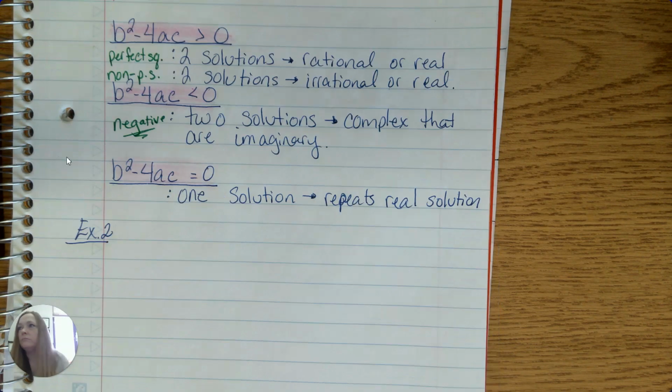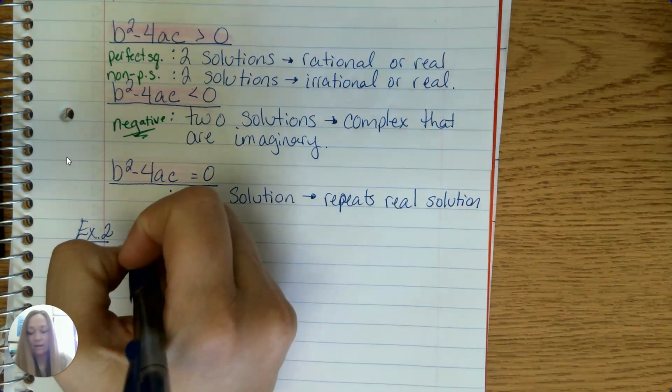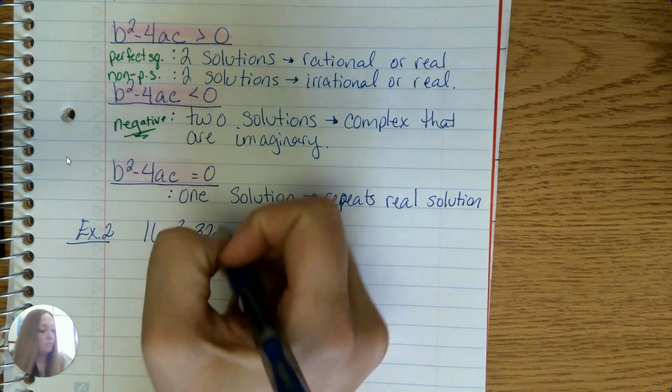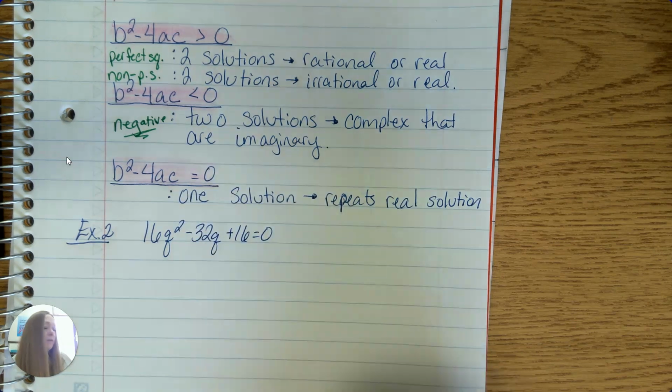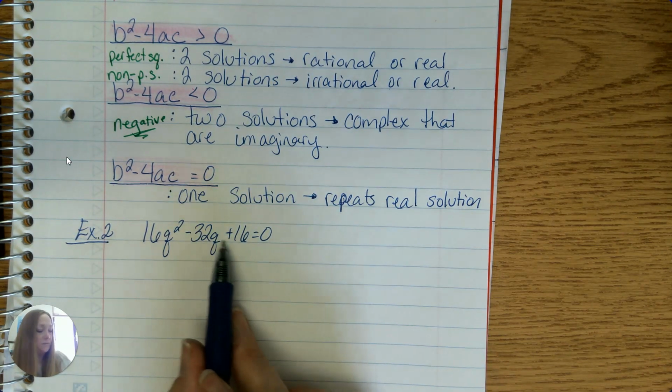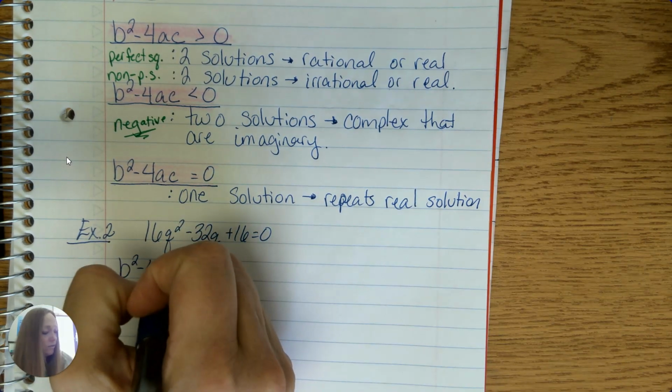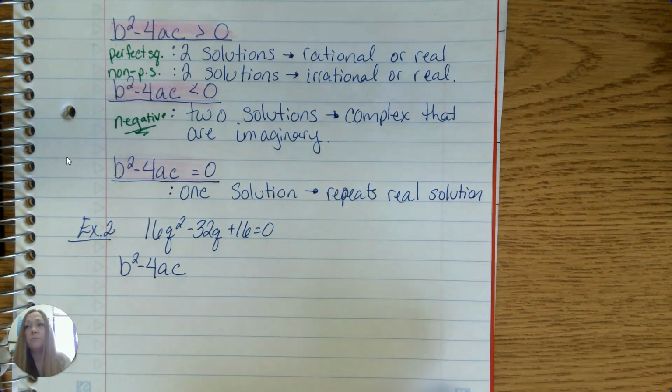Okay, let's do an example here. This is our second example under quadratic formulas in this unit, and let's find the discriminant and then look at the nature of the solution so we can make that prediction. So we're going to look at 16q squared minus 32q plus 16 equals 0. It is in that standard form ax squared plus bx plus c. But we're going to plug in to find that discriminant. And again, we're only looking at the part of our quadratic formula under the radical sign.